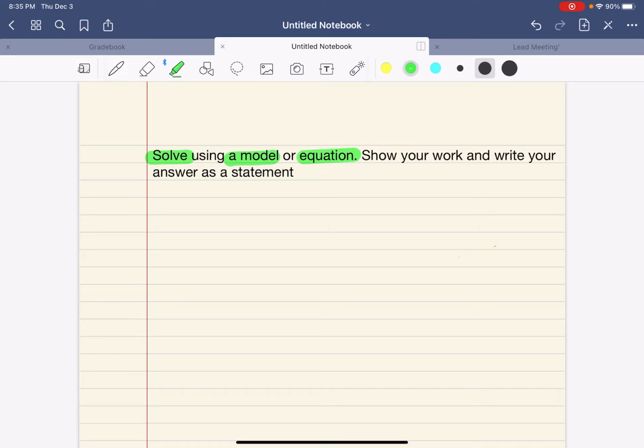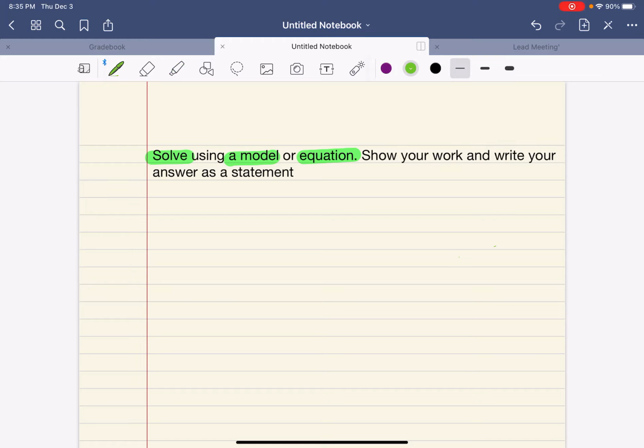Okay? These questions, you don't necessarily need to do a tape diagram. You can use any model that will help you, or an equation. So if you just want to write out your equation and show your work that way, that's fine.